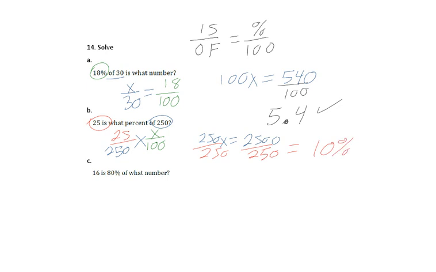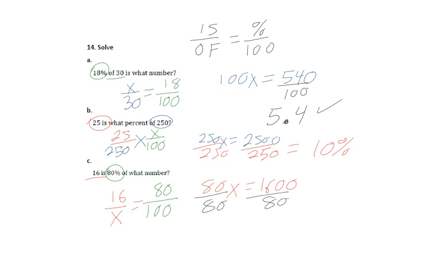Part C, 16 is 80% of what? Well, 80 is going on top of 100. It says 16 is, so 16 is on top of x. Cross multiply again. So that's going to be 80x equals 1600. Then divide by 80. So the answer is 20.